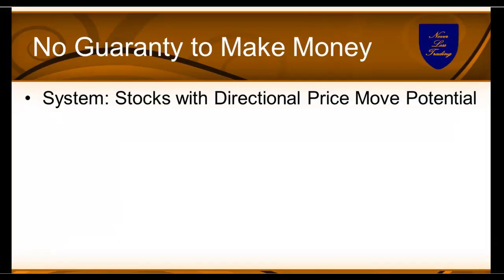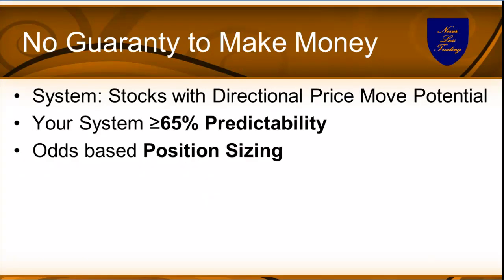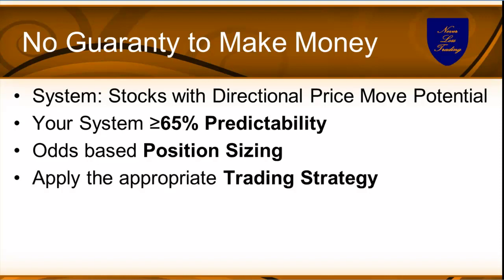However, all of this, what I'm saying here, is not a guarantee for you to make money. It is giving you the basis of what is needed, because if you don't have those tools on hand, it's going to be difficult to come out making money long term within trading stocks or any of the other assets. So first of all, you need a system that finds you stocks ready for a directional price move. Then your system has to have a predictability at or above 65%. Then you need odds-based position sizing, because not all trades deserve all your money, or prorated investments. I show you a couple of examples on that.